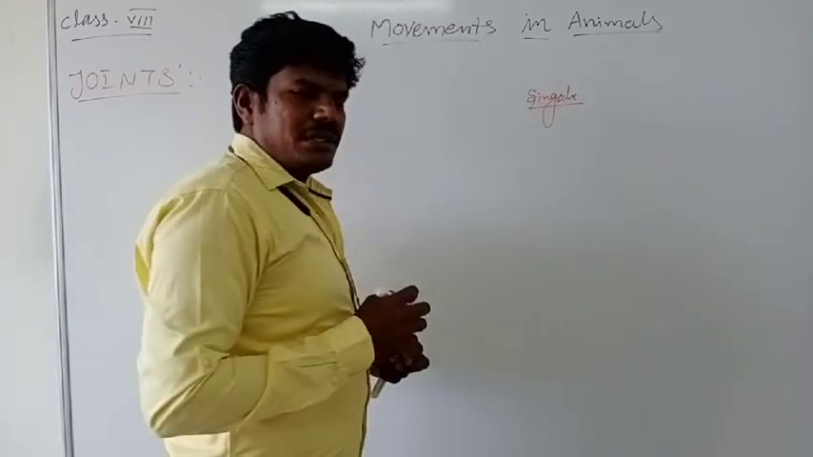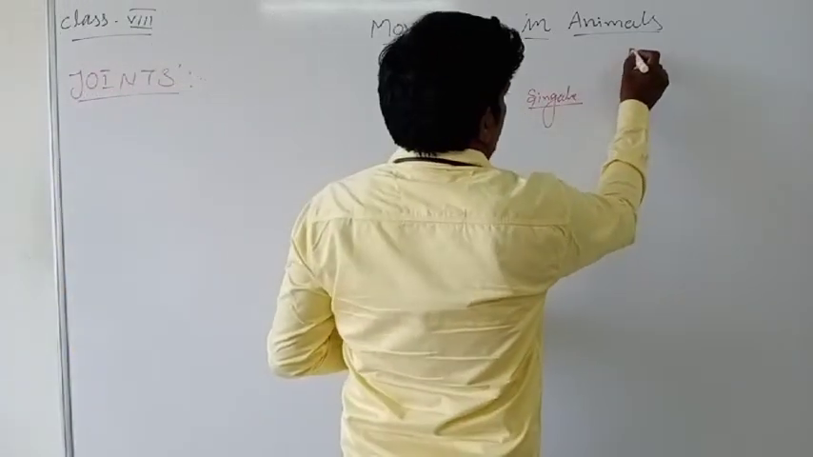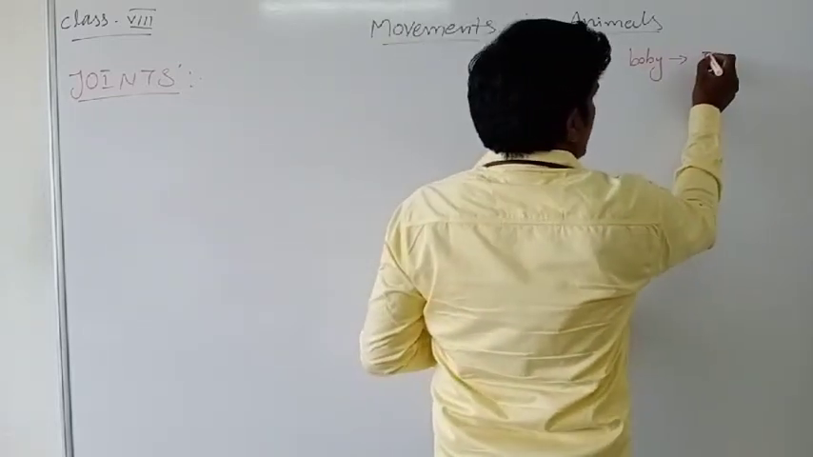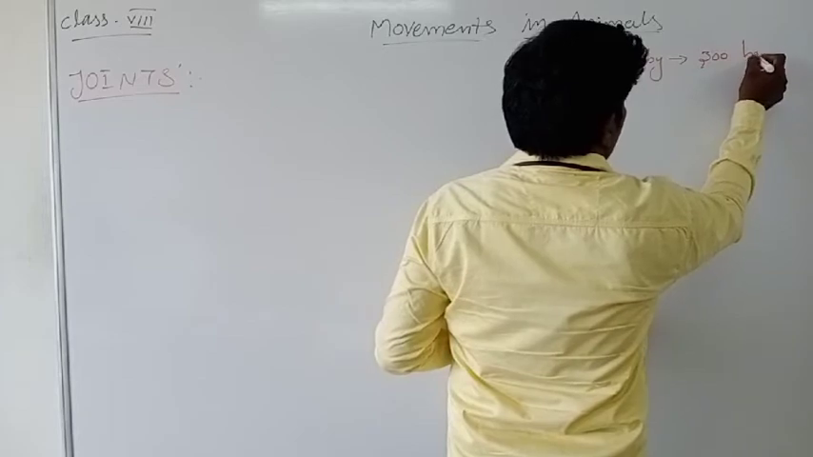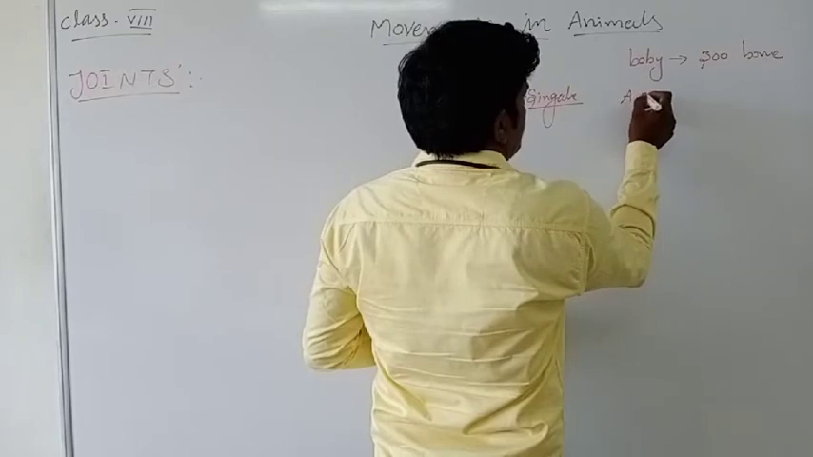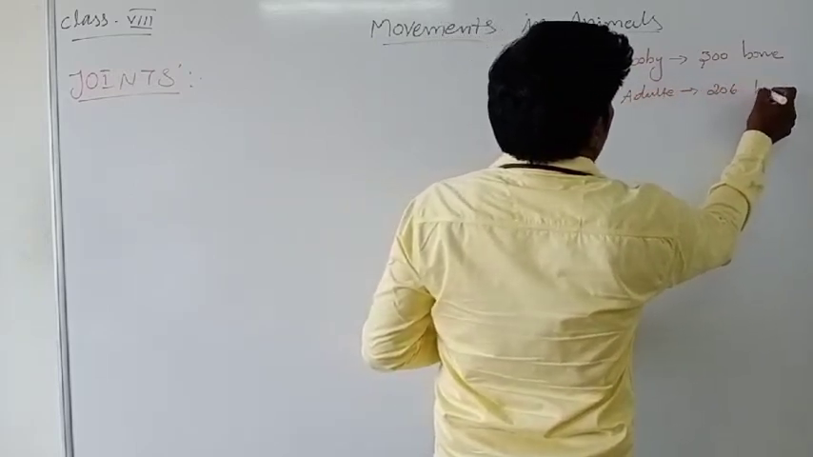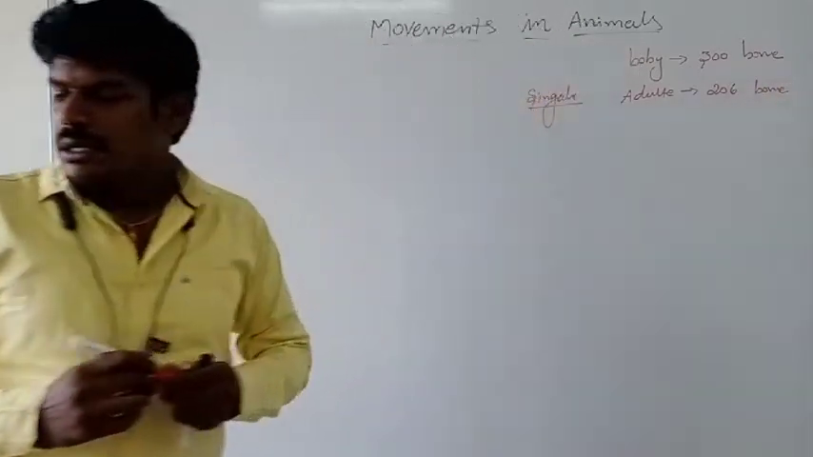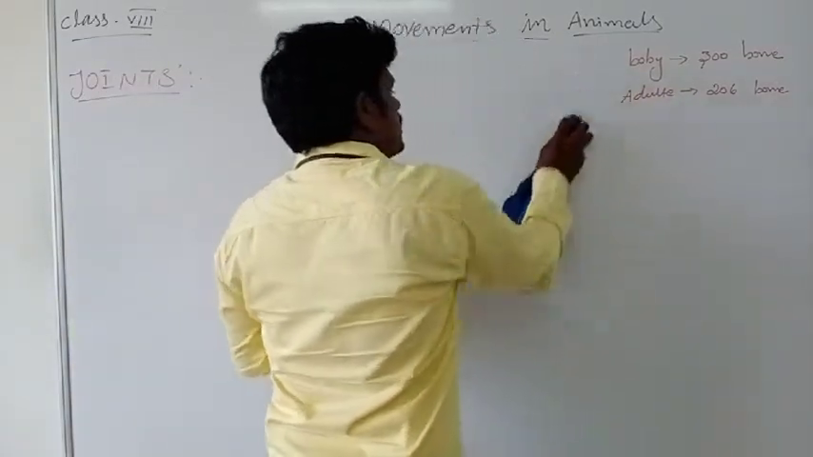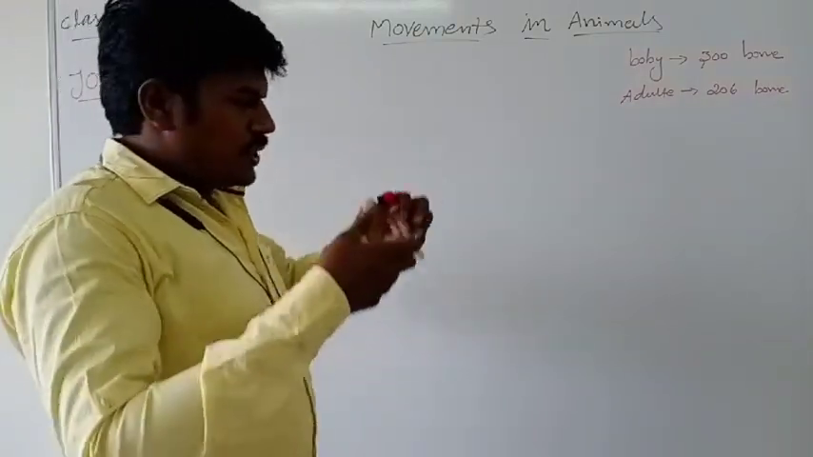The bones present in our body are more than one in number. In babies or in childhood, there are 300 bones, but in adults there are 206 bones. This basic information you know very well. The bones in our body are not individual; at the same time, two or more bones will join.